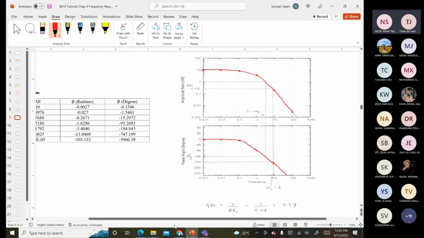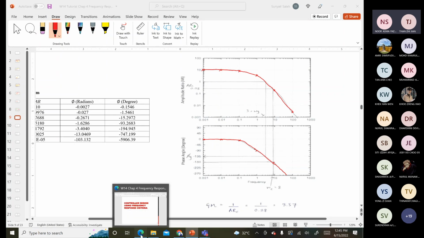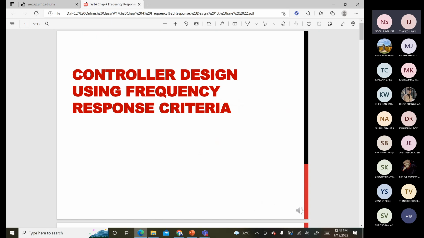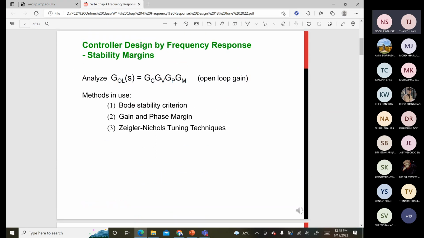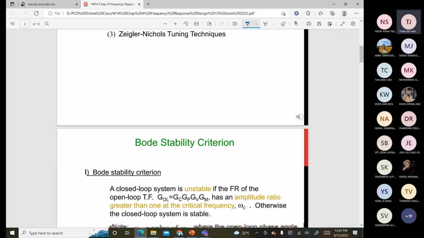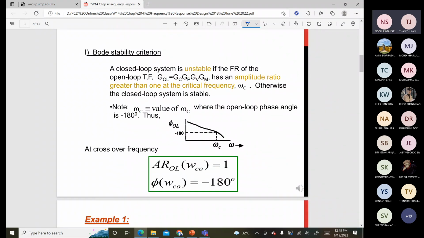Okay, for this part, let's take a look at the notes. If you can refer to the notes uploaded yesterday. So now we use this one, the GP, the GV, the GC, the GM. Now we want to examine the Bode stability criterion and the gain and phase margin. So this is the requirement for the Bode stability criterion.